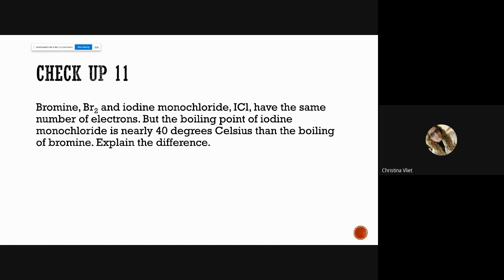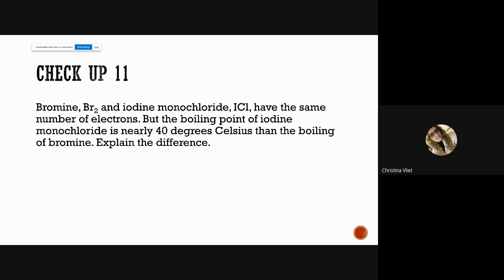Bromine, Br2, and iodine monochloride, ICl, have the same number of electrons. This information is freely told to you. But the boiling point of iodine monochloride is nearly 40 degrees Celsius higher. So they're telling you that ICl has a higher boiling point, right? They're saying this is a higher boiling point than this by 40 degrees. And the reason why, well, that's for you to decide. Let's explain the difference in boiling points.